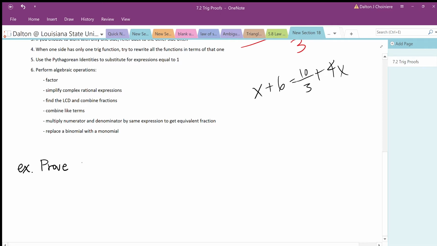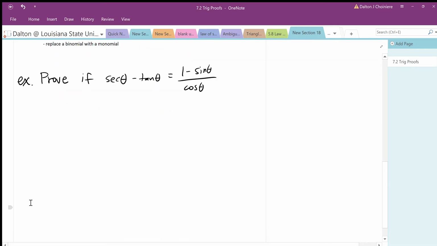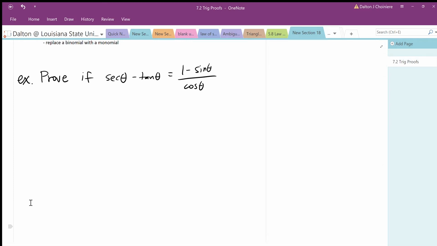Okay, so let's do that question that I wrote up at the top. I want us to prove if secant theta minus tangent theta is equal to 1 minus sine theta over cosine theta. And of course, as we go through some of these examples, I'm going to give you some hints and suggestions of some tactics using the list that typically help you progress throughout a proof instead of kind of spinning your wheels and going backwards.